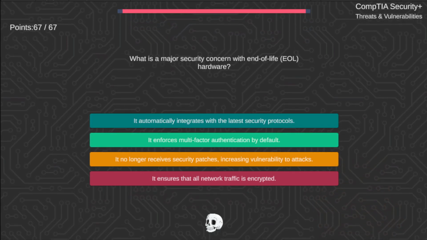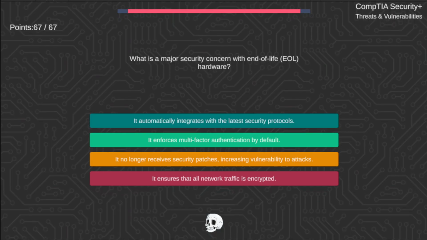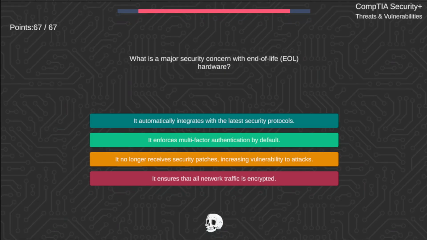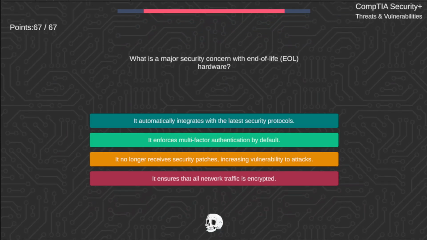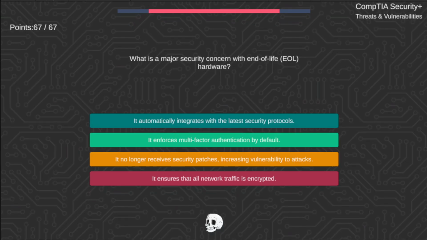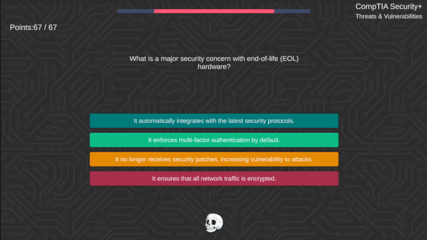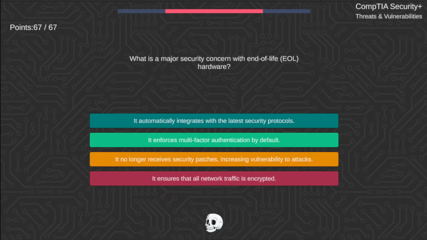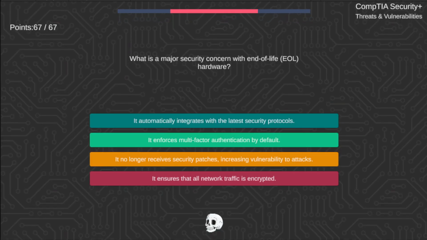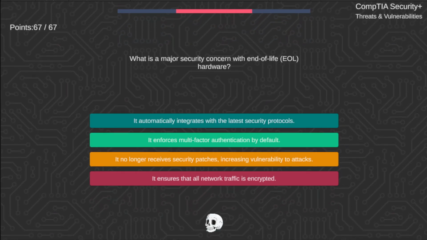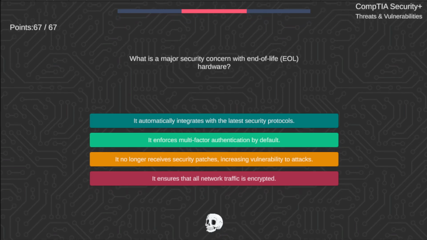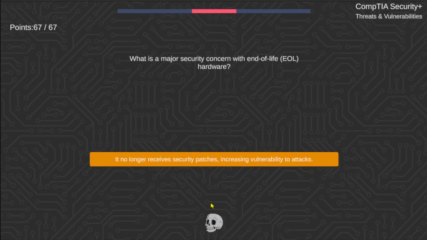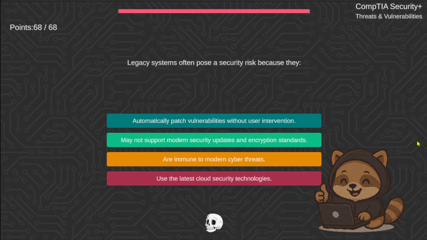What is a major security concern with end-of-life hardware? It automatically integrates with the latest security protocols. It enforces multi-factor authentication by default. It no longer receives security patches, increasing vulnerability to attacks, or it ensures that all network traffic is encrypted. Major security concern with end-of-life hardware. Correct answer is it no longer receives security patches, increasing vulnerability to attacks.